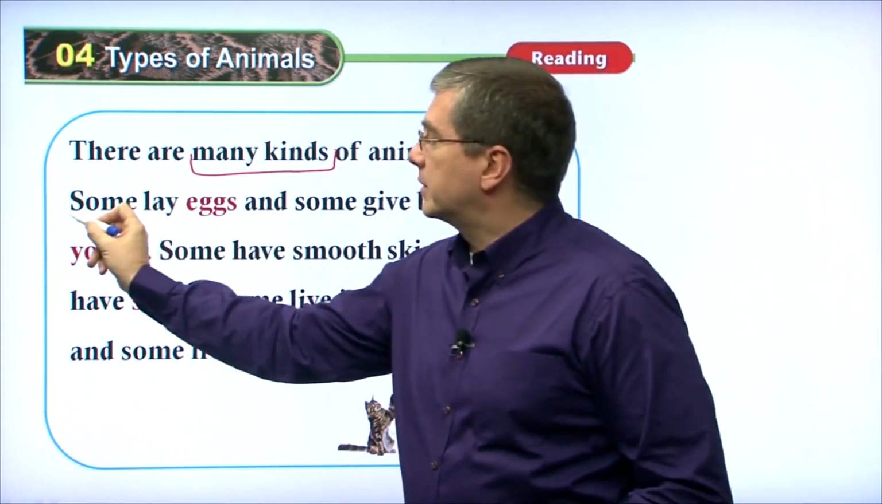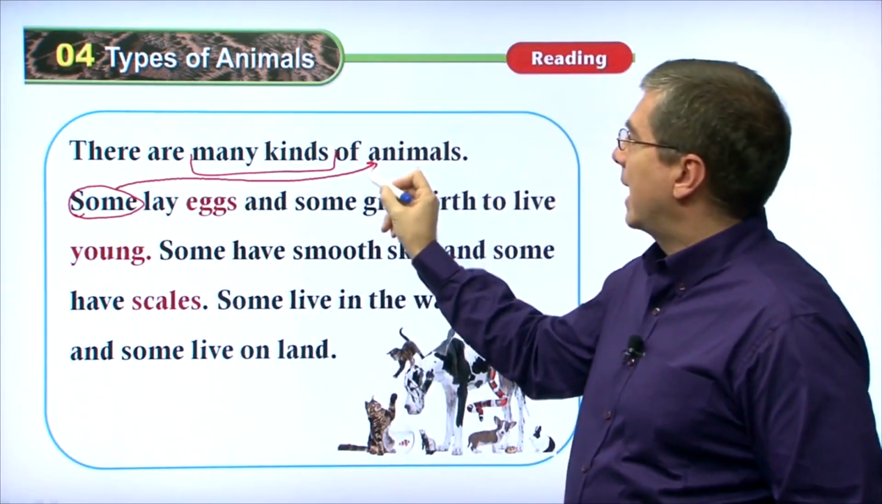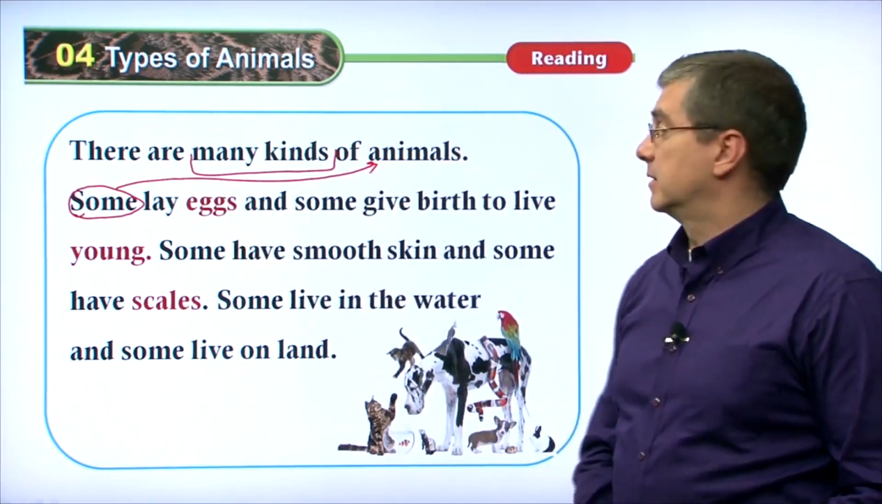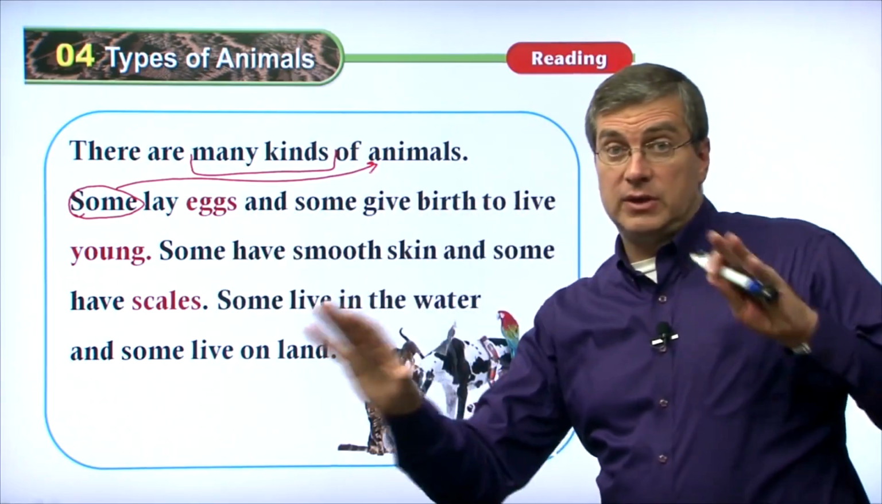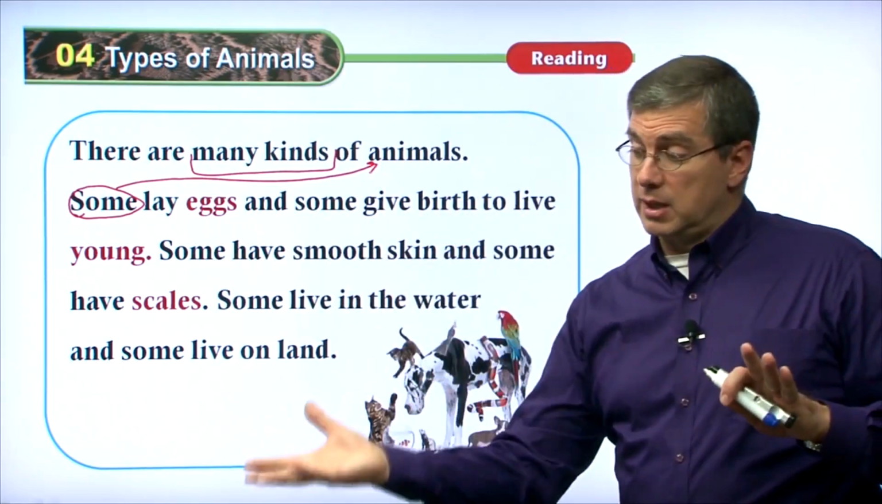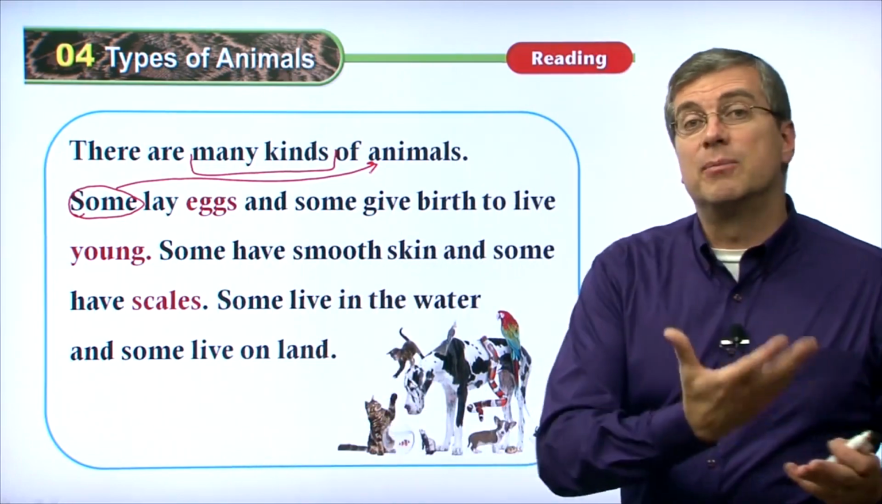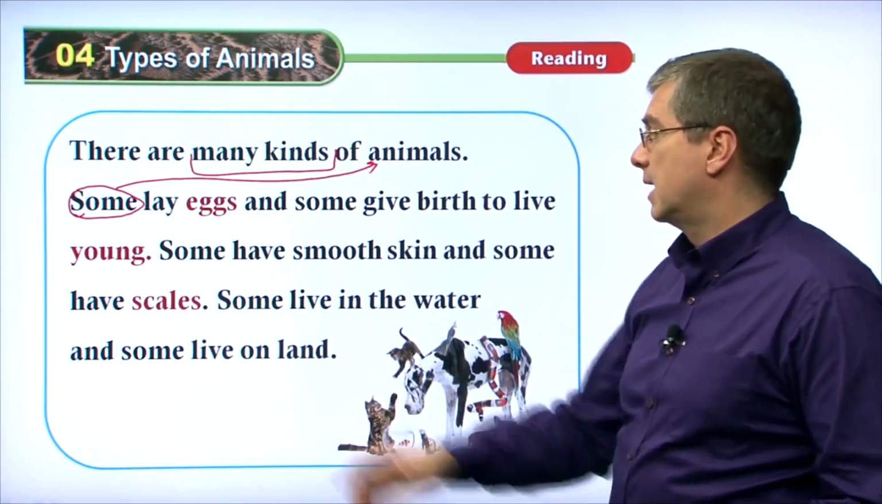So there are many kinds of animals. Some. When we talk about some, what are we talking about? We're talking, of course, about animals. Some animals lay eggs, and some give birth to live young. So we have the two opposites here, right? Some lay eggs, some give birth to live young. The two main differences.